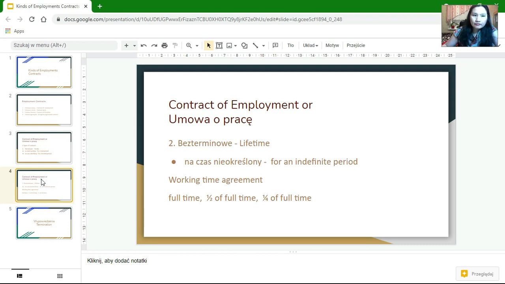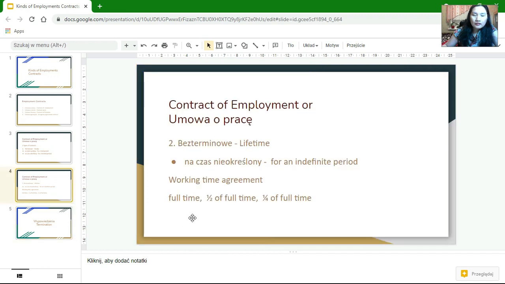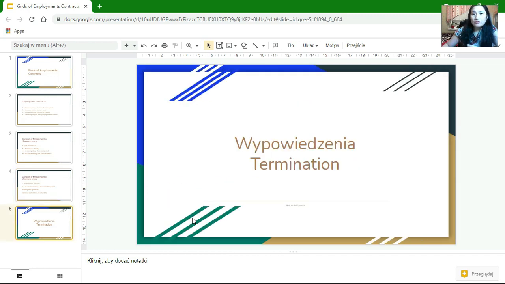Next is terminations, how the contract will be terminated. It depends. In the trial period, it's you if you don't like the work, or the employer doesn't want you to work, so they will terminate your contract. But they give you 3 days in a 3-month trial period.